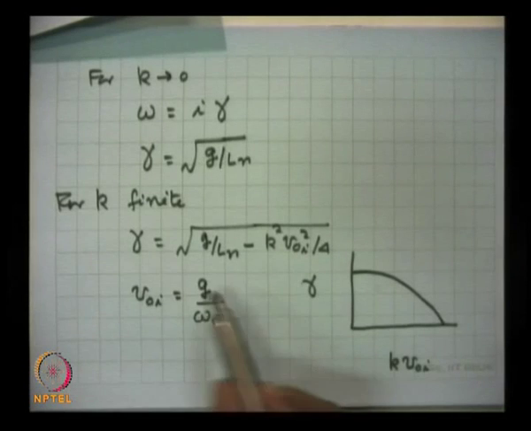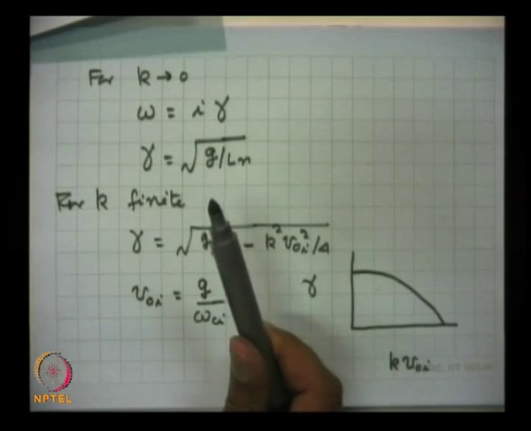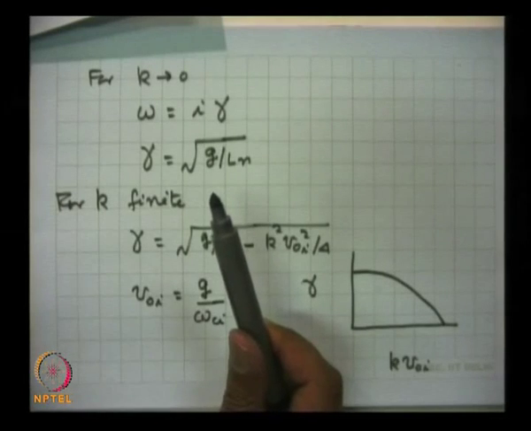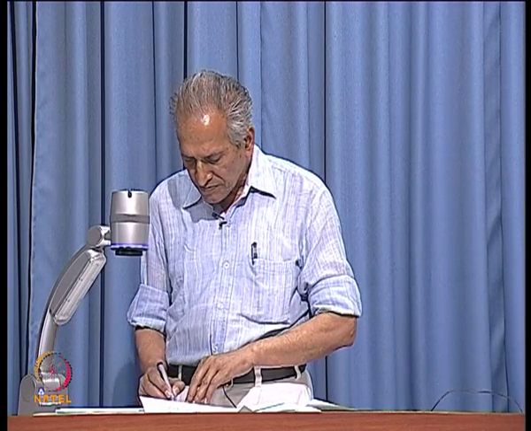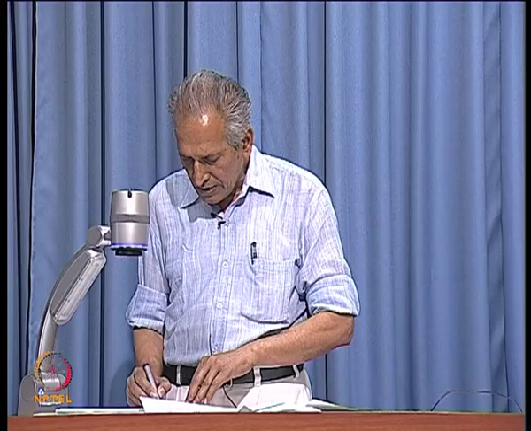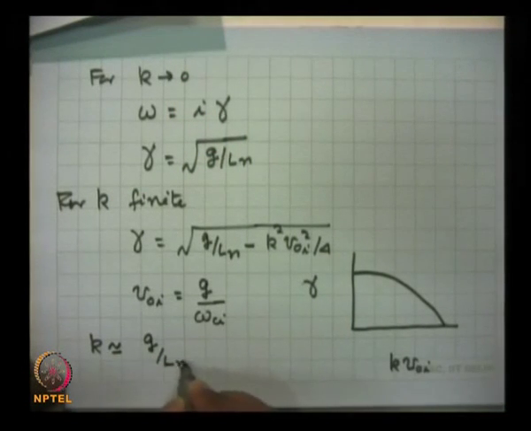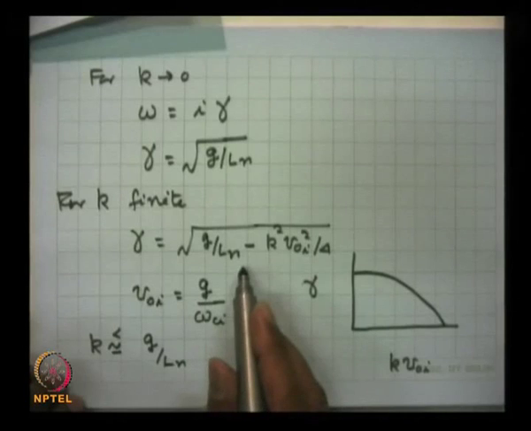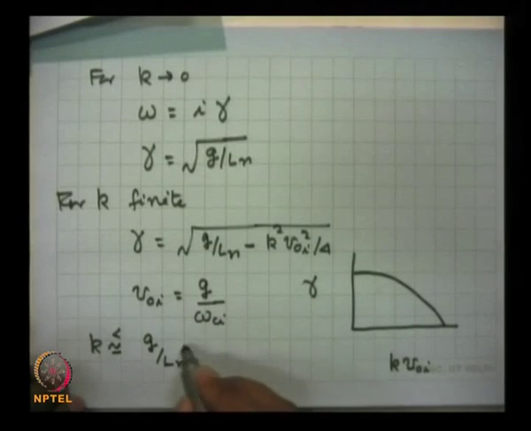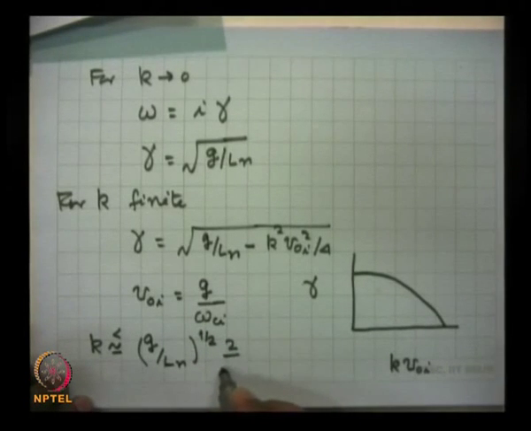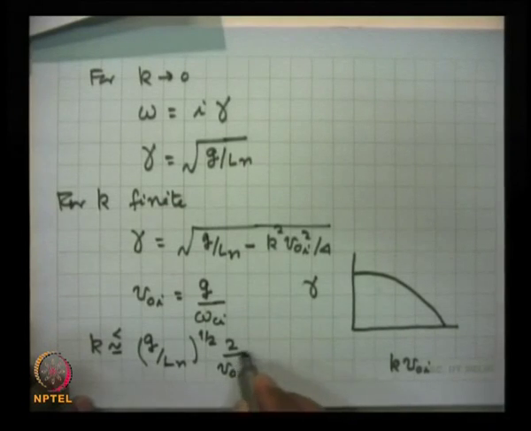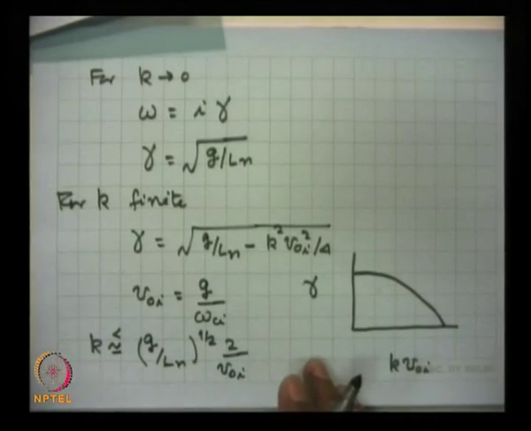Now this instability is important in the F region of the ionosphere, and it gives rise to fluctuations in density, perturbations with wavelength k of the order of, from here, g upon Ln into 4 upon the square root of this quantity into 2 upon v0I, and that turns out to be typically of the order of a kilometer.